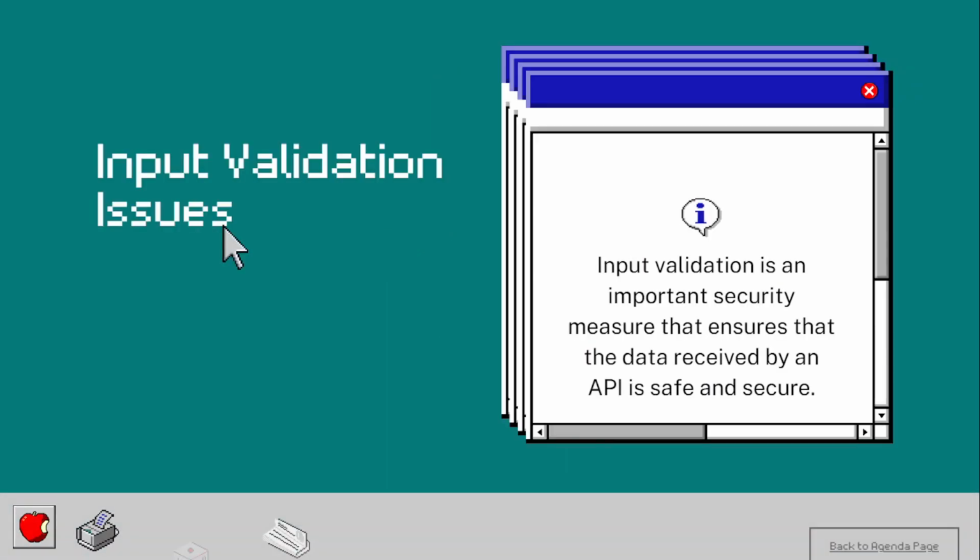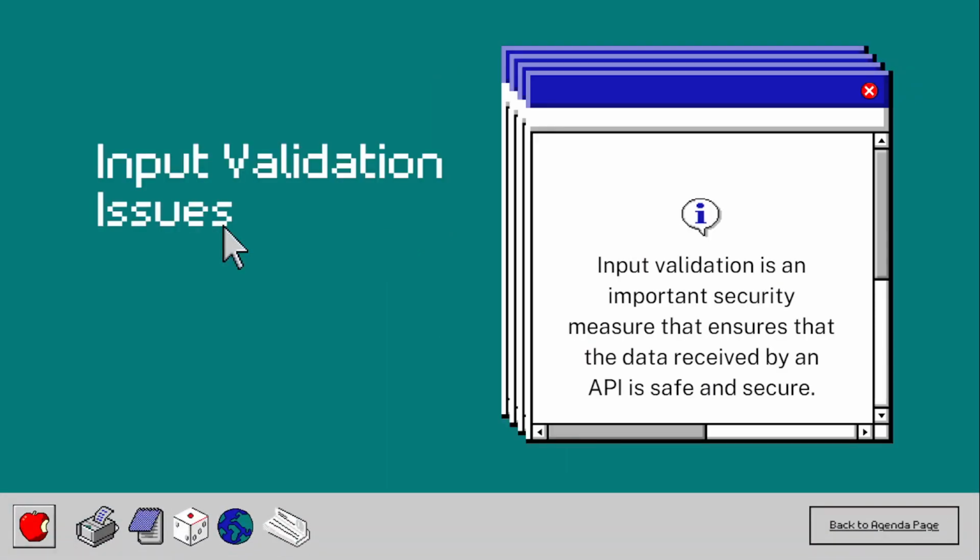So next is input validation issues. Input validation is an important security measure that ensures the data received by an API is safe and secure. Input validation issues in API arise when an API doesn't adequately validate the input data it receives from users. So this is an input issue.